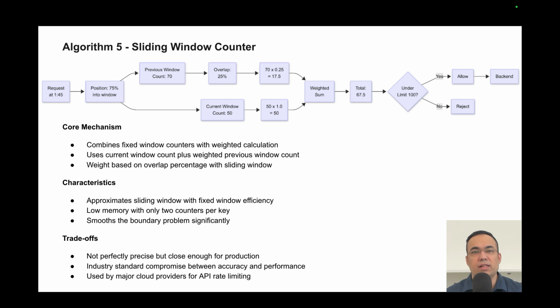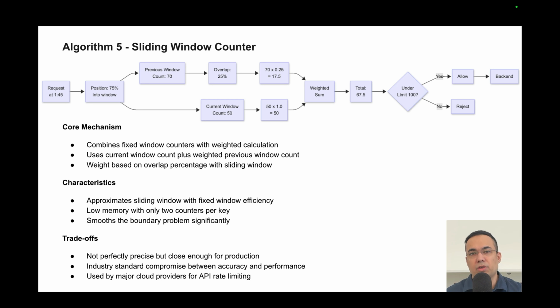The previous window had 70 requests and the current window has 50 requests. The overlap with the previous window is 25%, so we calculate 70 times 0.25, which equals 17.5, and we add the full current window count of 50. The total is 67.5, which is under the limit of 100, so we allow the request.